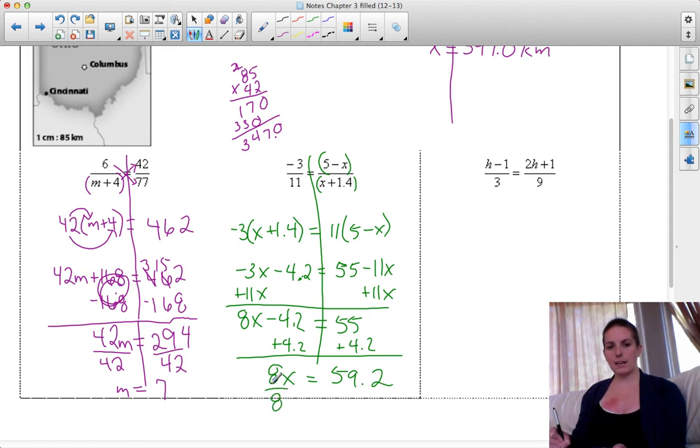Divide both sides by 8. And I get x is equal to 7.4 as my final answer. Give that third problem a try. Pretty sure you should be okay with it, but try it out, come back and look at it.